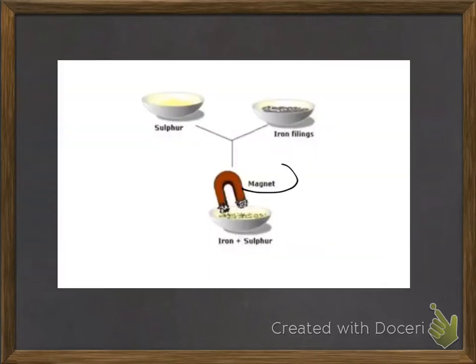Okay. All right, now this is using a magnet. Some elements have characteristics that make them magnetic. So if you use a magnet, in this example here, it would pull away the iron.